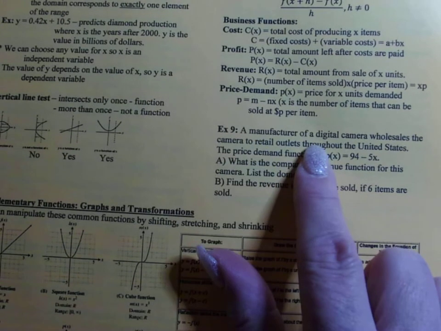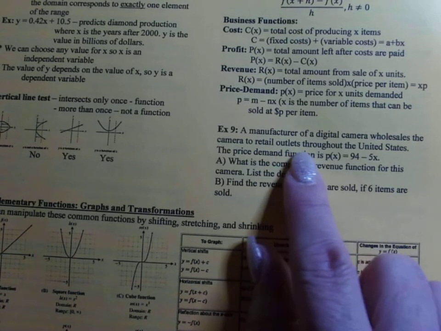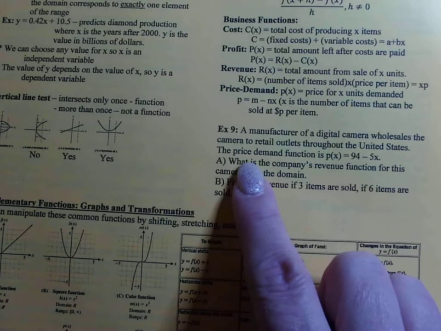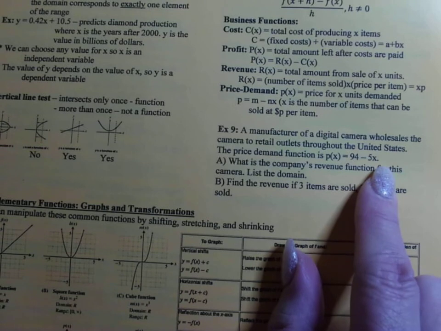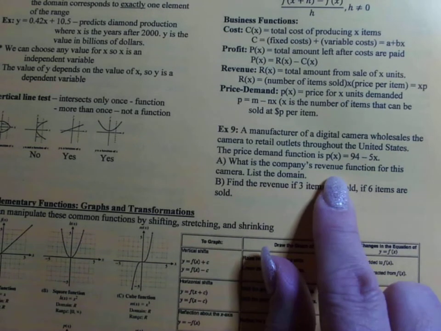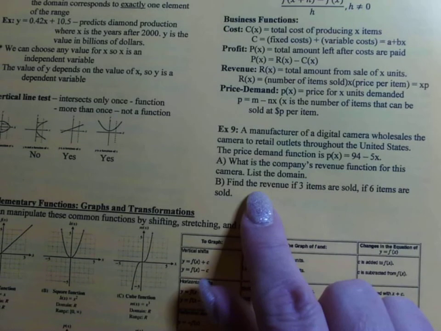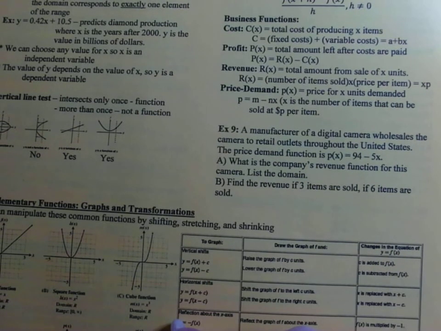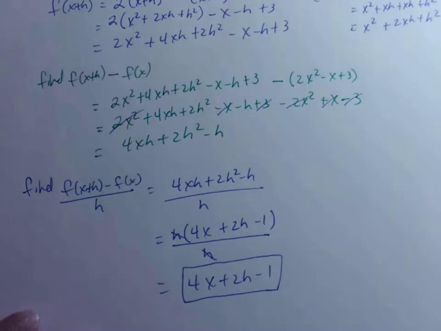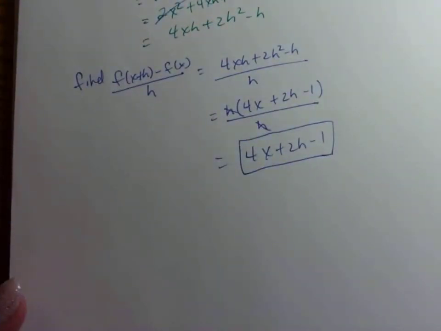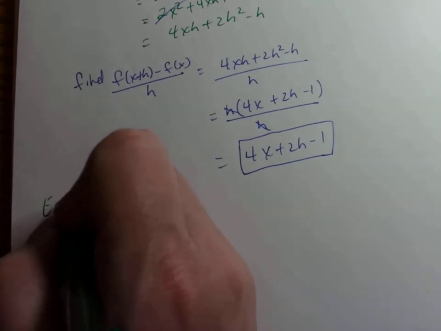All right, so a manufacturer of a digital camera wholesales the camera to retail outlets throughout the United States. The price demand function is p of x equals 94 minus 5x. What is the company's revenue function for this camera? List the domain, and then find the revenue if 3 items are sold and if 6 items are sold. Alrighty. So this is going to be example 9.